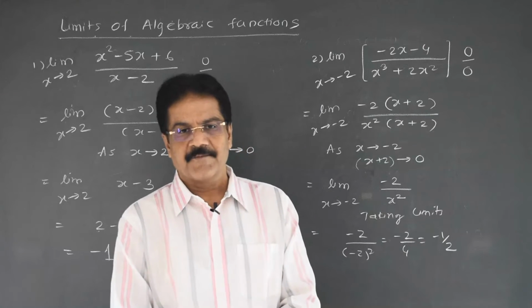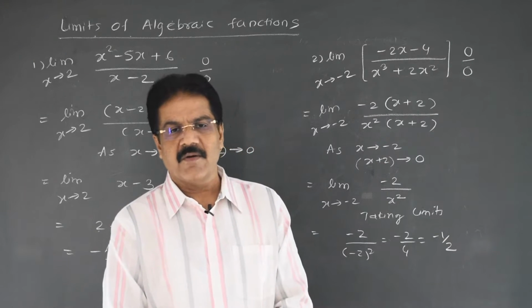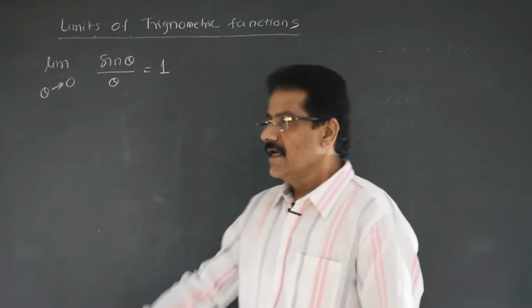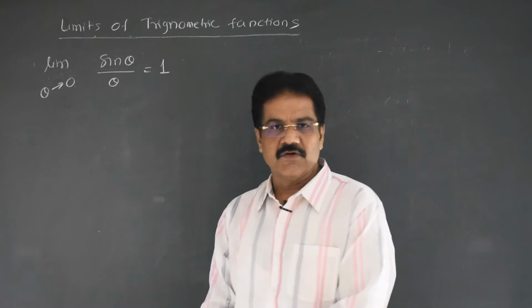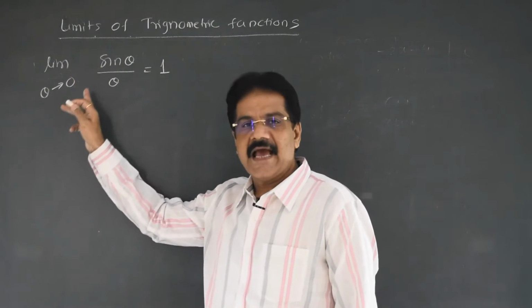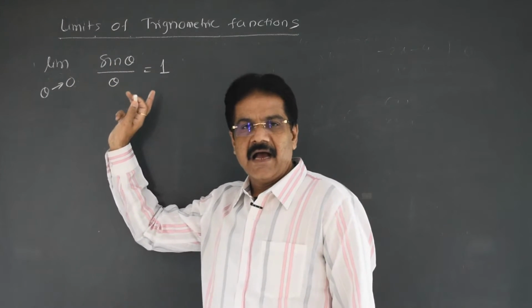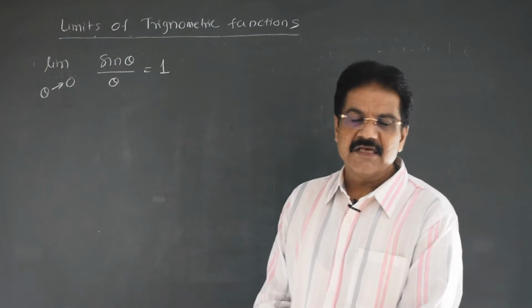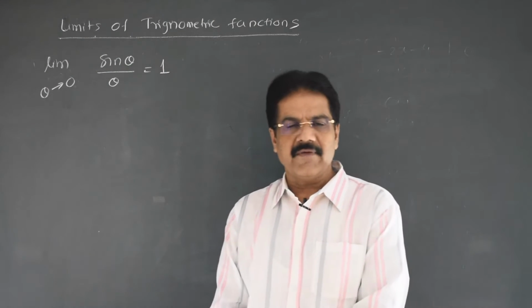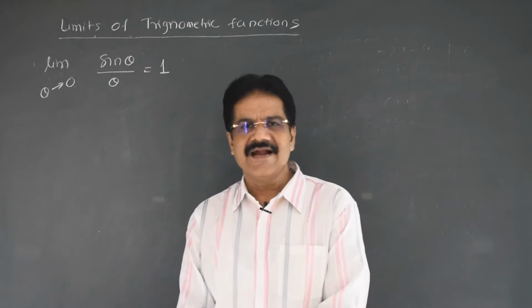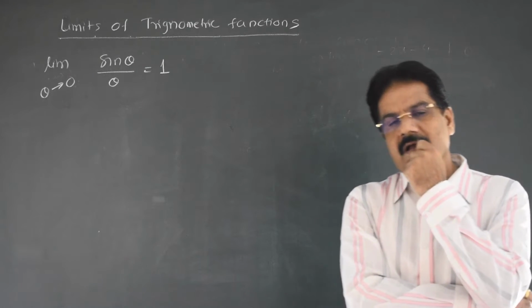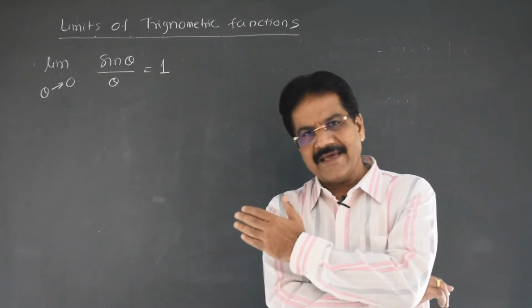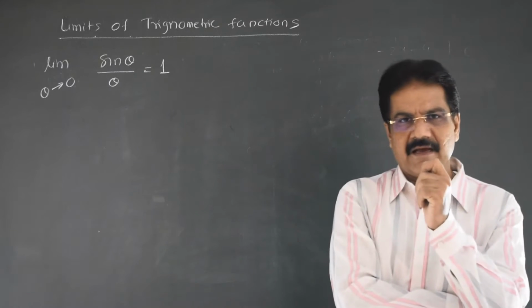Now we will proceed further for understanding the limits of trigonometric functions. Let us proceed to the new topic, and that is limits of trigonometric functions. Now in limits of trigonometric functions, we are going to use the formula: limit as theta tends to 0 of sin theta upon theta is equal to 1. This formula is applicable only and only when theta is measured in radians and not in degrees. Always remember one point: whenever we do calculations in calculus, theta must be taken in radians.